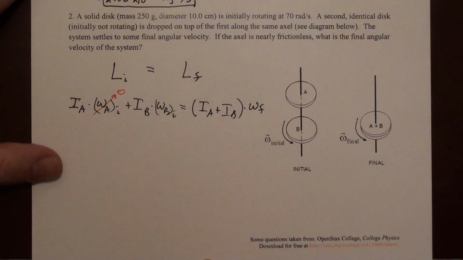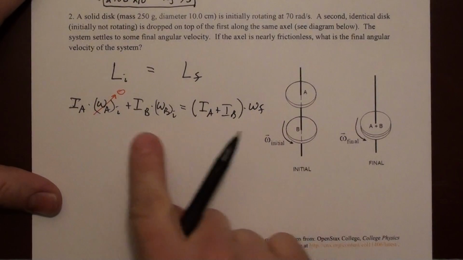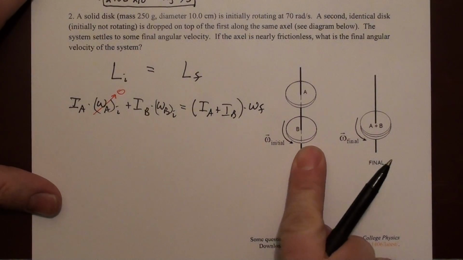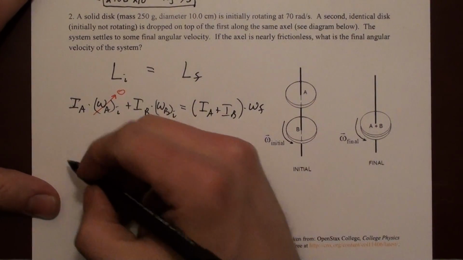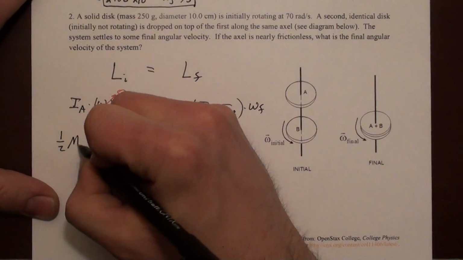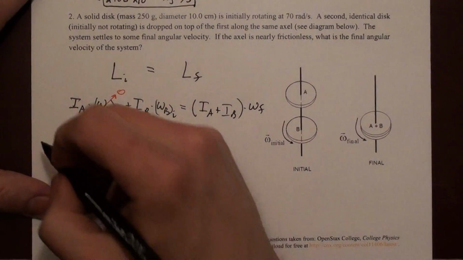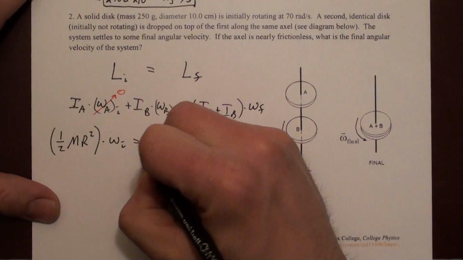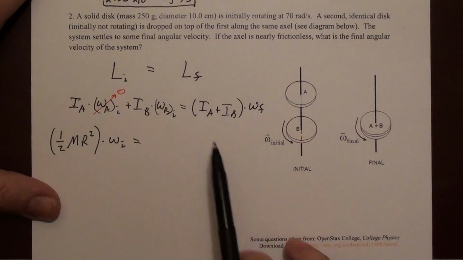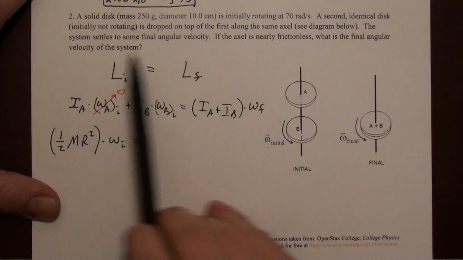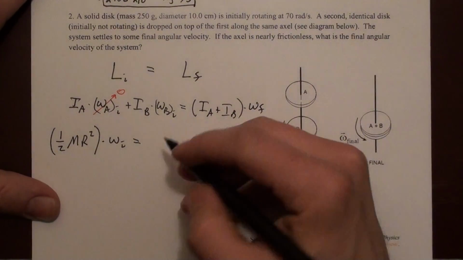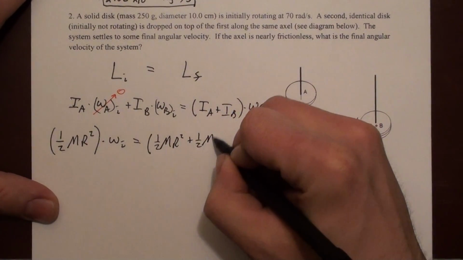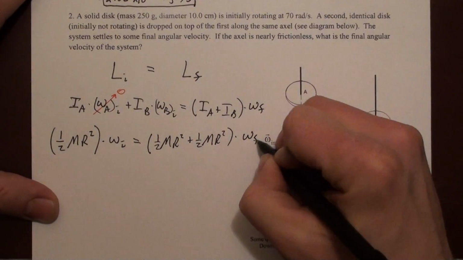So now maybe I can substitute some expressions for these. So I_B, this is a solid spinning disk, right? And if you look at the equation sheet for that, you get 1/2 mr squared as the moment of inertia for that, times omega initial equals I_A plus I_B, and we're told that these are identical disks, so that's actually 1/2 mr squared plus 1/2 mr squared times omega final.